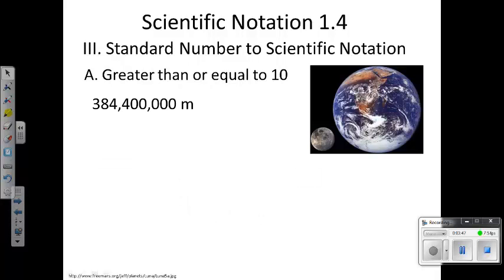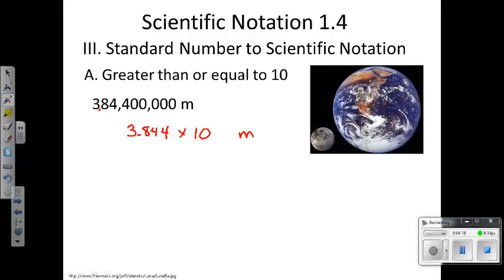Okay, so how do you change a standard number to scientific notation? All right, so I said we can get rid of the zeros, and so we want to write this number as some number between 1 and 10 times the power of 10. So we do that simply by putting a decimal point between the 3 and the 8. Right? Put a decimal point after the first number, and now we have a number between 1 and 10. And multiply that times the power of 10. And it's going to be in meters, right?